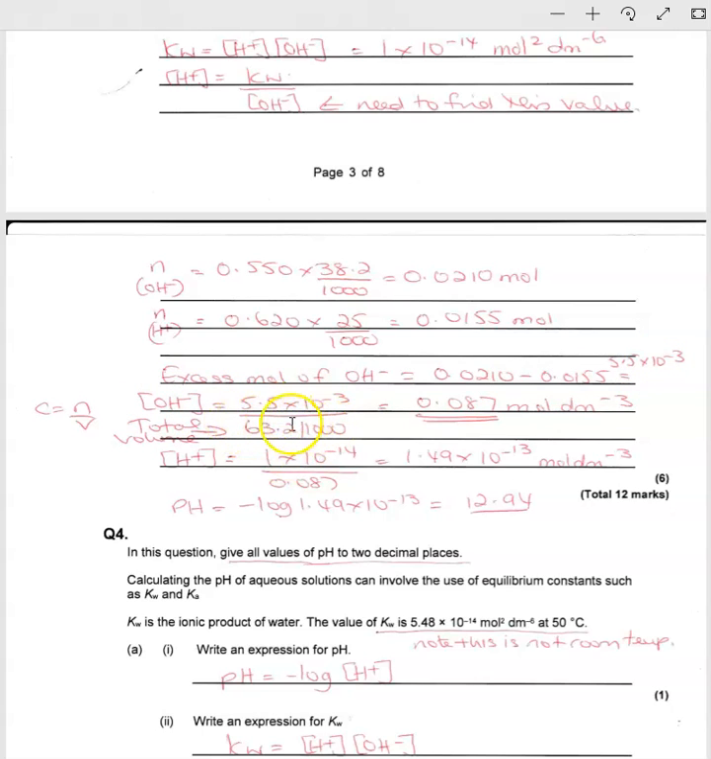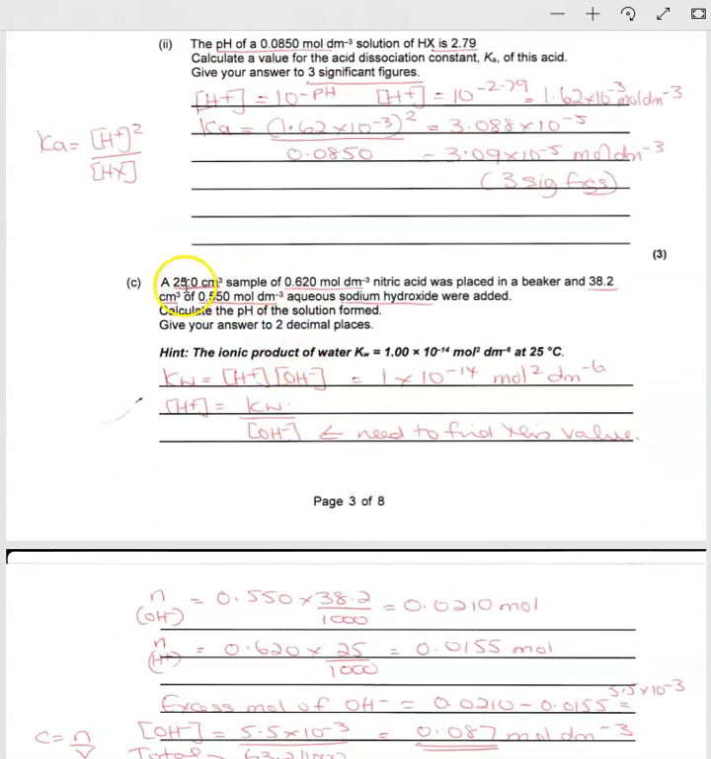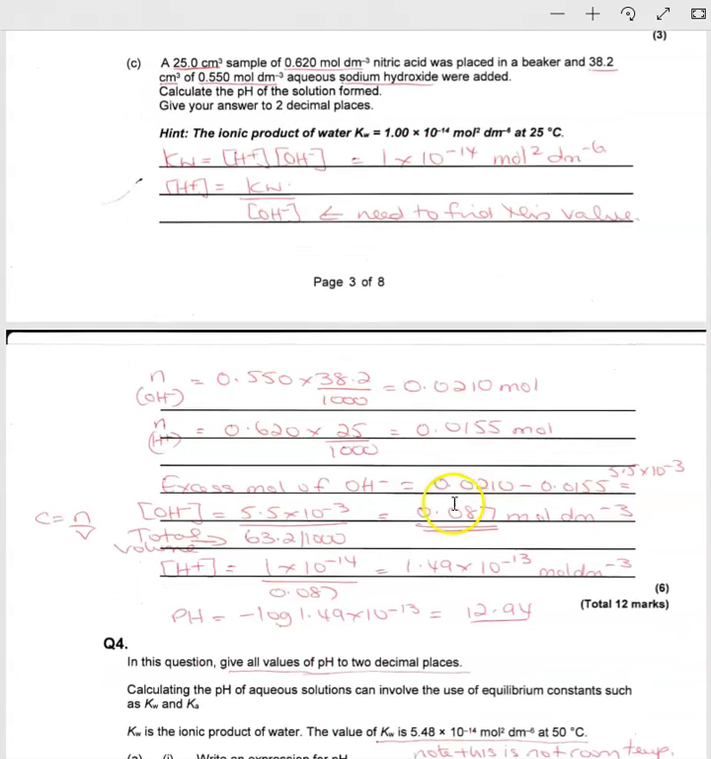But this time, don't forget, you have to use the total volume. You need to add together the 25 and the 38.2, which gives us 63.2 cubic centimetres, divided by 1,000 to give us cubic decimetres, and that tells us our concentration of OH minus.